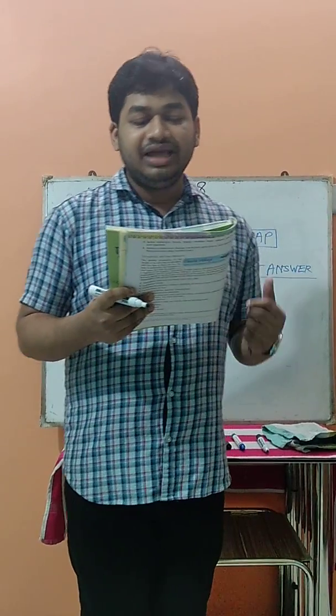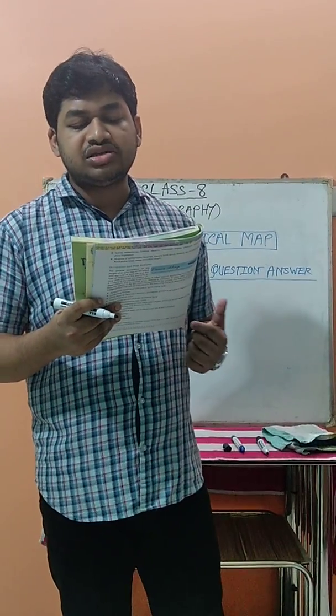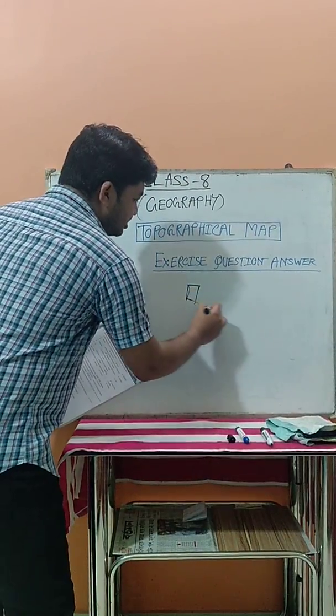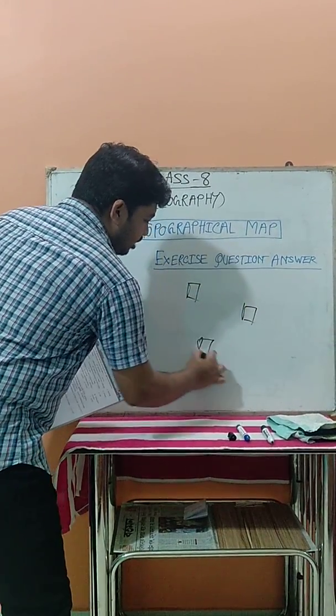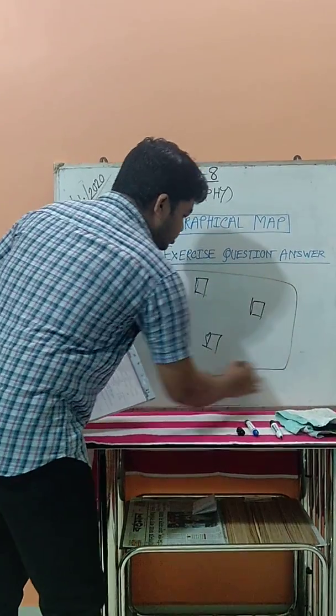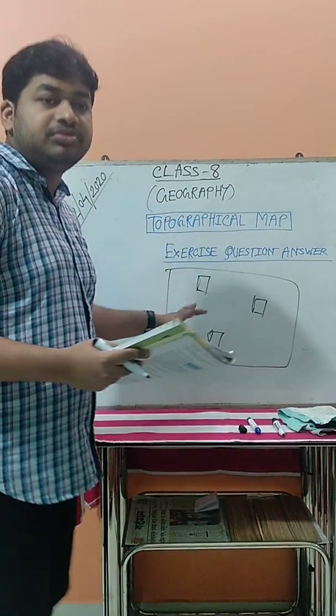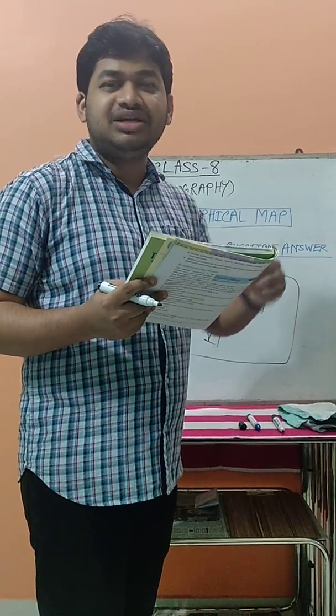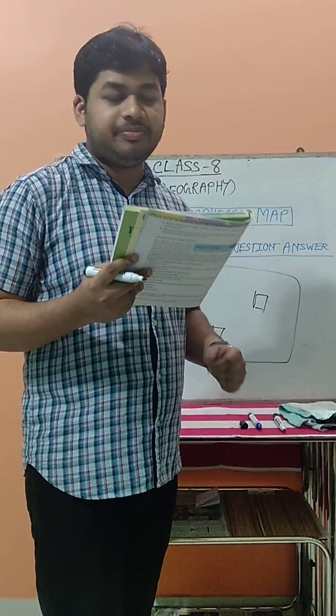Now the second one: in their settlement, the houses are spread out over a wide area. That means the wide area is a large area. When the houses are present within a large area like this, that type of settlement pattern is known as the dispersed type of settlement. So your answer is the dispersed type.